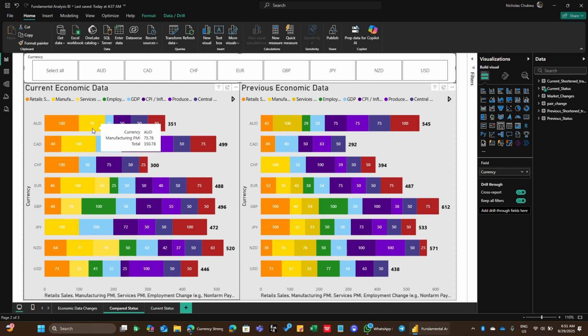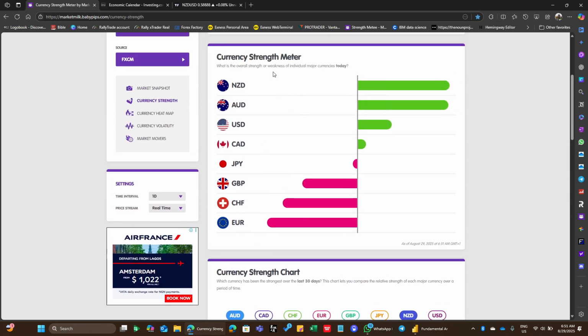The next best thing here is the New Zealand dollar, which is the second best, and you can always see that reflecting right here on the current strength meter, where you see the New Zealand dollar and the Australian dollar interchanging strength every minute as this chart updates. But do you see this on the chart? So let's check it out on the chart.